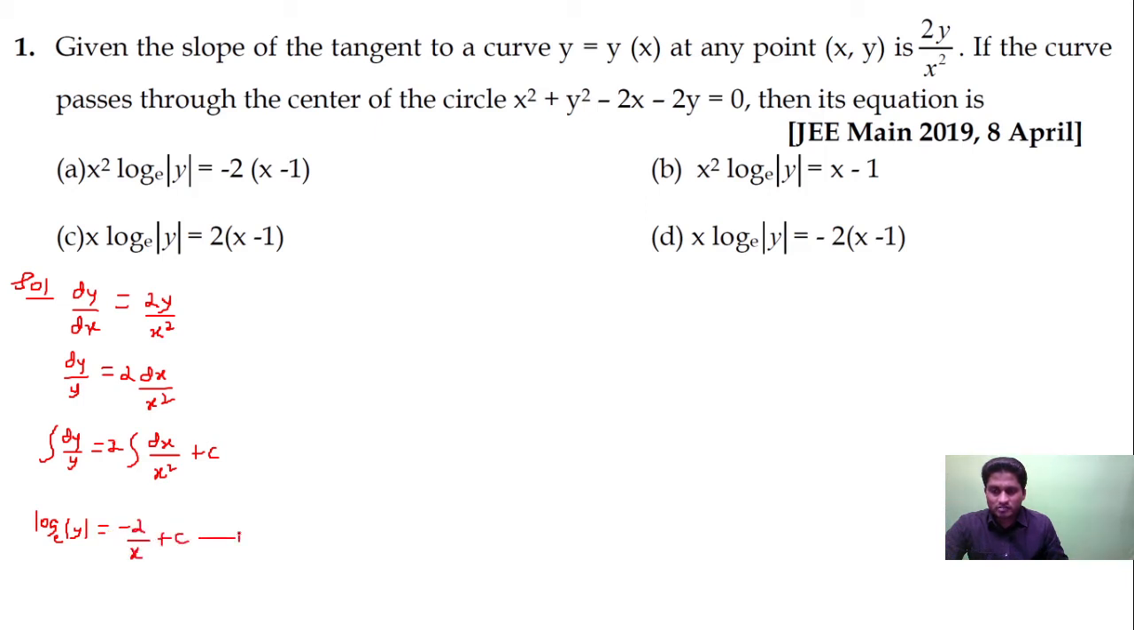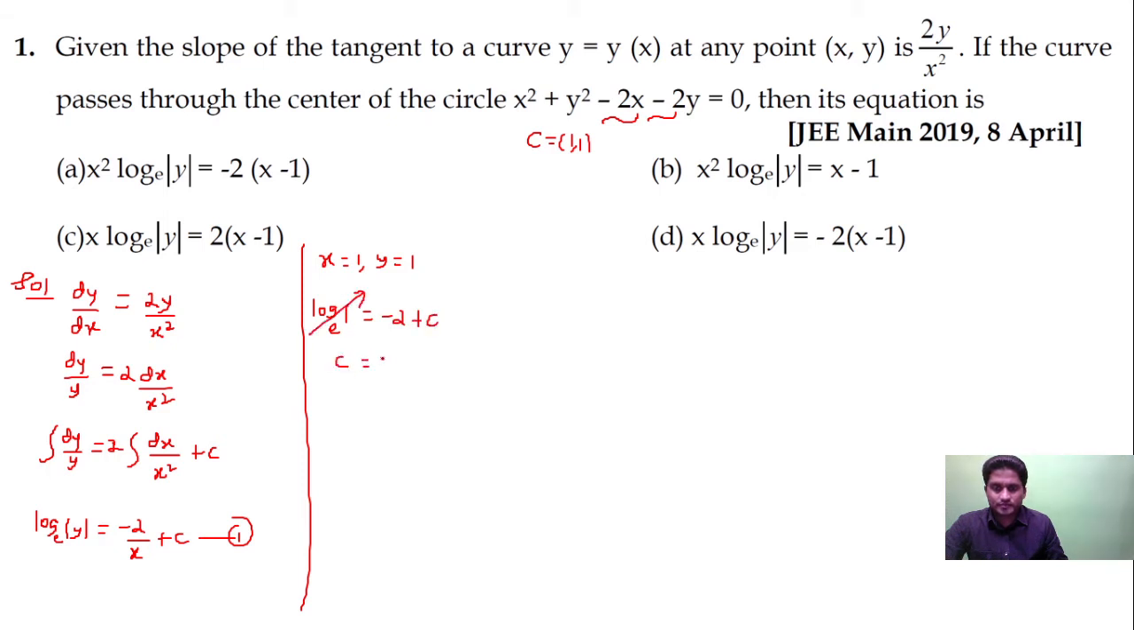Let's call this equation 1. It passes through the center of the circle. For the center of the circle, take the coefficients of x and y, divide by 2 and change the sign. It will be (1, 1). So you put x equal to 1 and y equal to 1. You get log 1 to the base e is equal to minus 2 plus c. Log 1 to any base is 0, so c will be equal to 2.